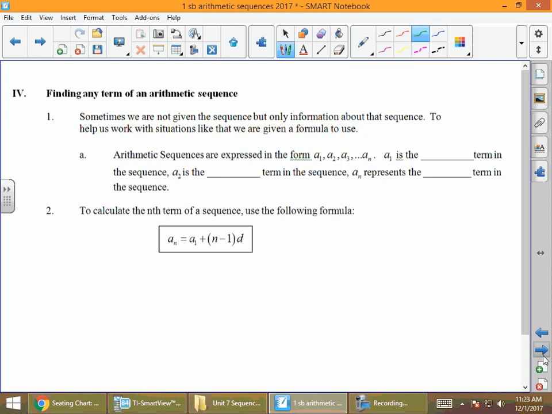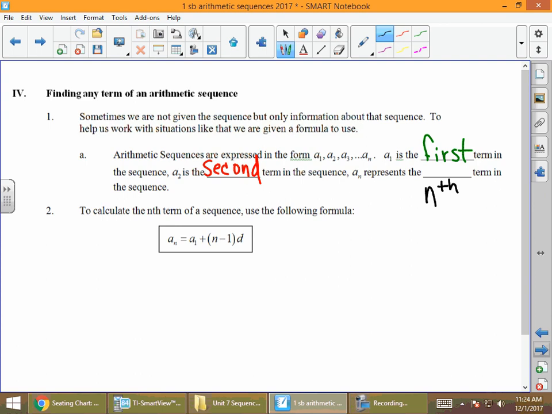A sub 1 is our first term. A sub 2 is our second term. And then over here, a sub n is the nth term in the sequence. And if we want to calculate the nth term of the sequence, we use this formula here that's boxed in.